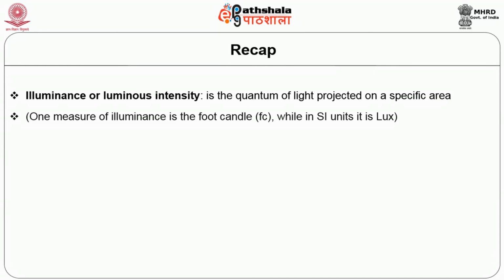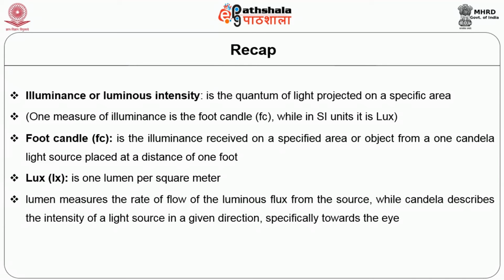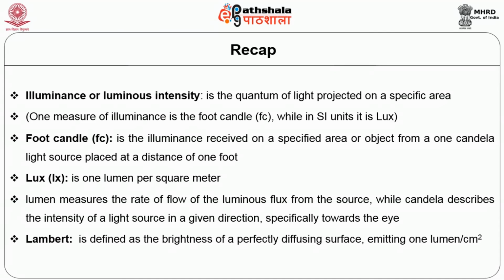One measure of illuminance is a foot candle, while in SI units it is lux. Foot candle is the illuminance received on a specified area or object from a 1 candela light source placed at a distance of 1 foot. Lux is 1 lumen per square meter. Lumen measures the rate of flow of the luminous flux from the source, while candela describes the intensity of a light source in a given direction, specifically towards the eye. Lambert is defined as the brightness of a perfectly diffusing surface emitting 1 lumen per square centimeter.